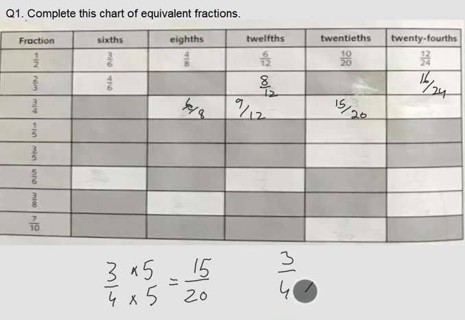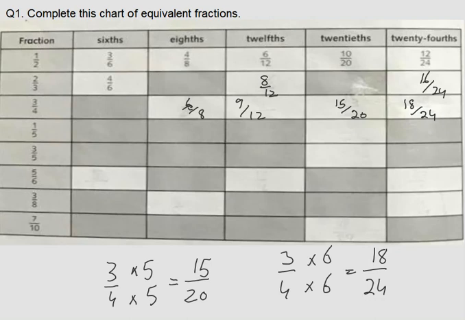The last value we have is 24 in its denominator. So we know that 4 6s are 24, and if we multiply 6 with its numerator, 3 6s are 18. So write the value here, 18 divided by 24.